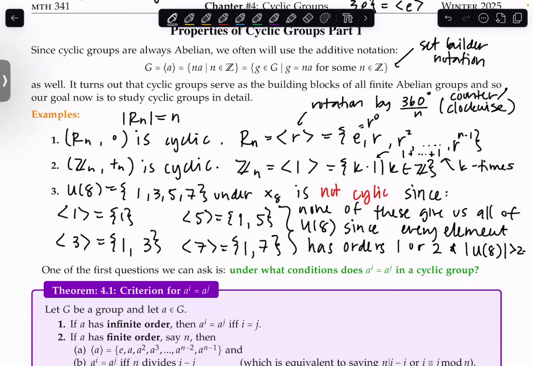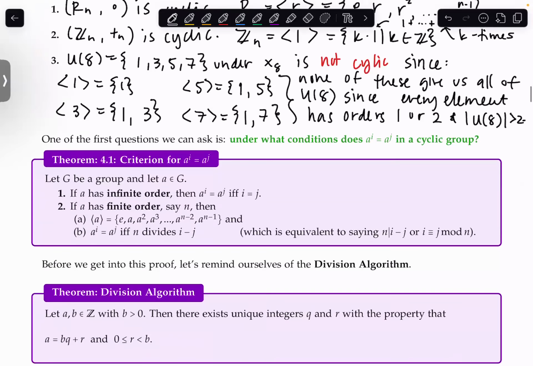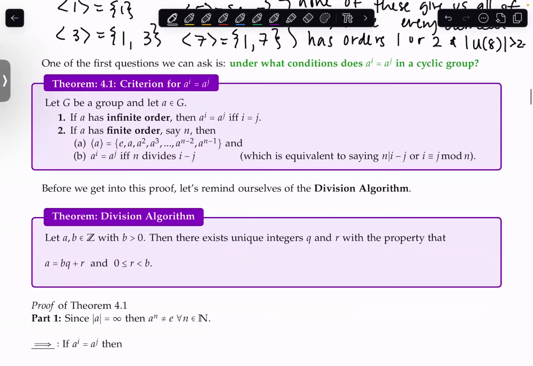I know where to stop. Okay, so that'll be our theorem 4.1, which we'll prove in just a second, but we'll need our division algorithm, so we'll remind ourselves of what that says.